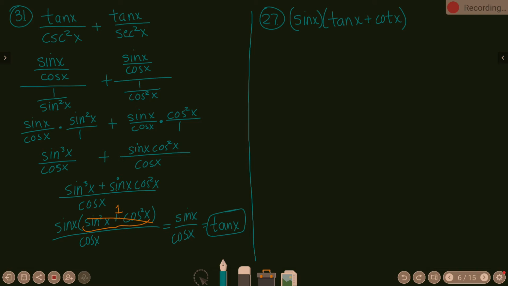So if we do that, the sine x is just staying sine x right now because it's already sine x. What do you know about tangent? Sine x over cosine x, plus, what do we know about cotangent? Cosine x over sine x.